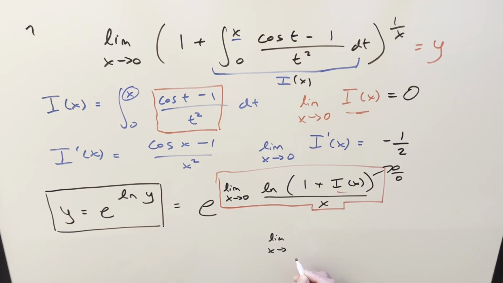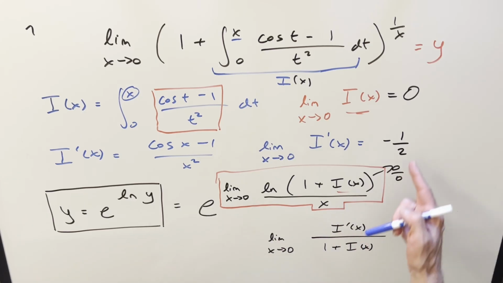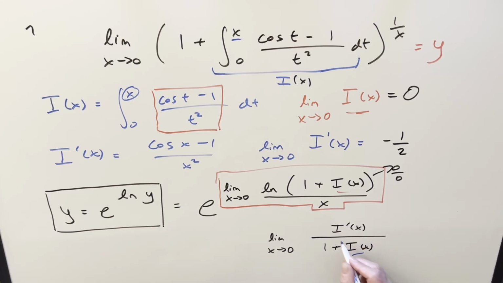So we want the limit as x is going to 0. Derivative of x is just 1. The derivative here we'll do carefully, so it's going to be 1 over the inside stuff, so 1 over 1 plus I of x. Then chain rule, derivative of all this: derivative of 1 is 0, derivative here is I prime of x. But what that's going to allow us to do is use the values that we found before, because we have these right here and here.